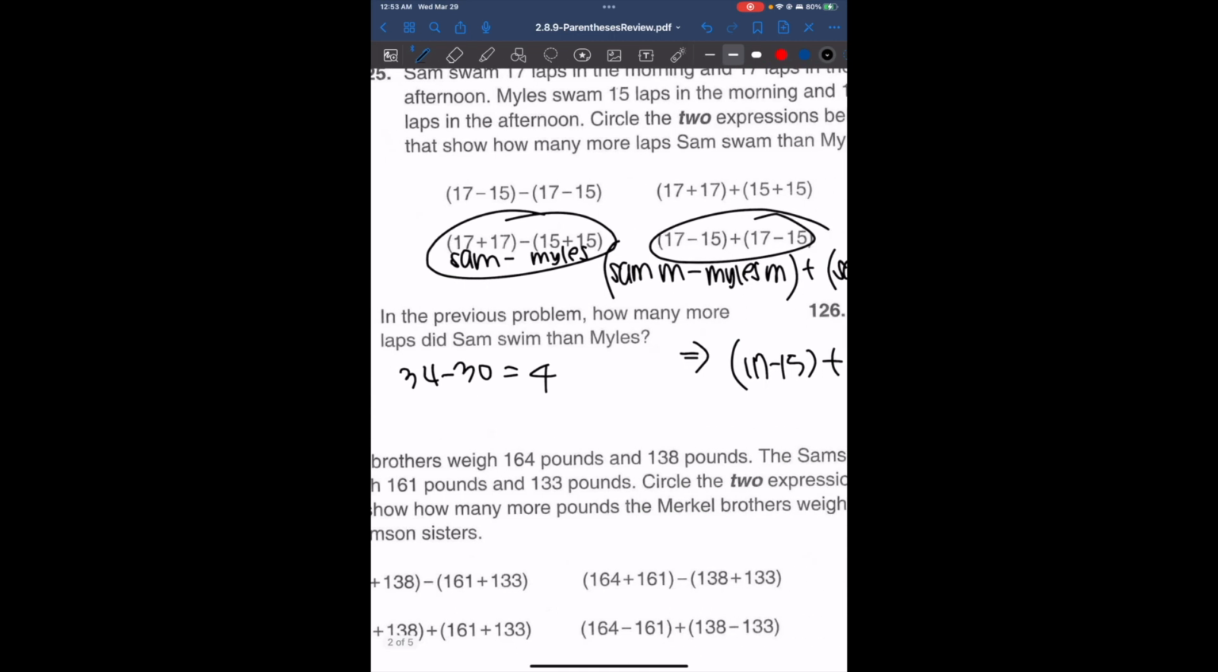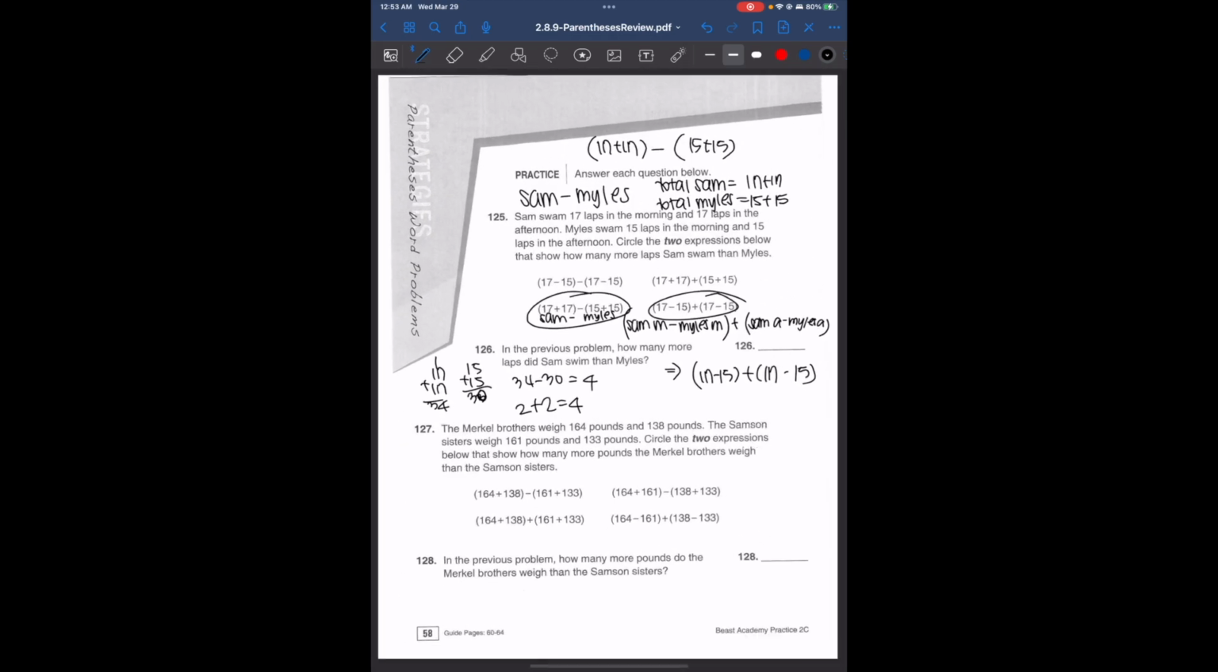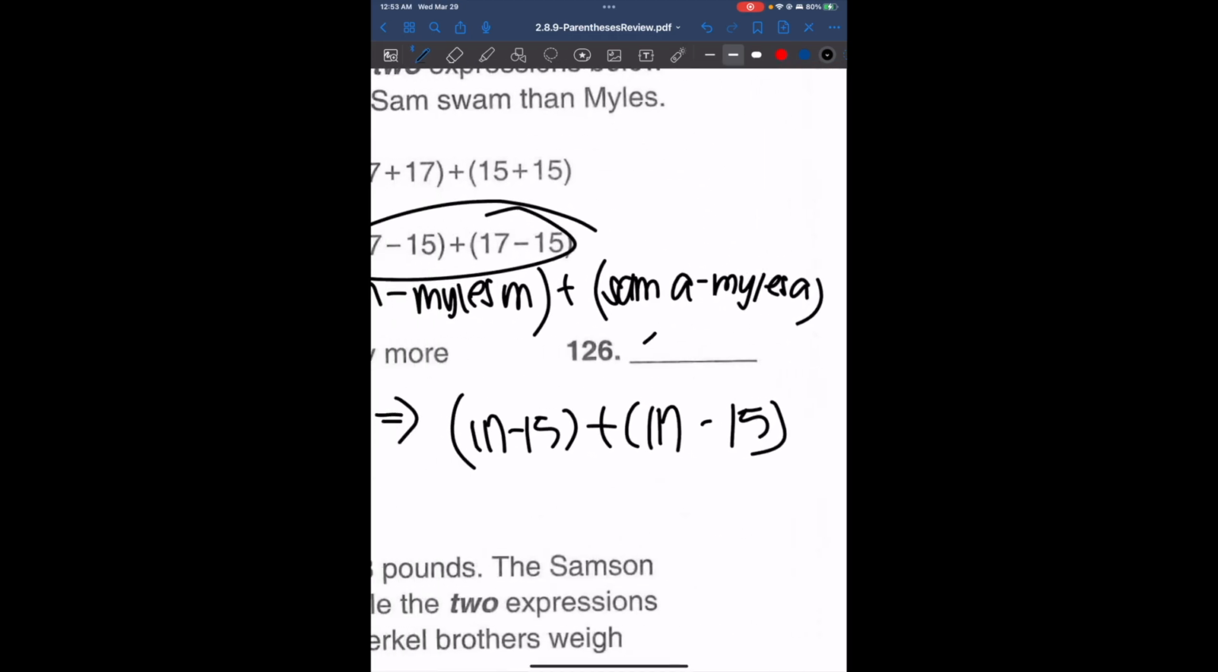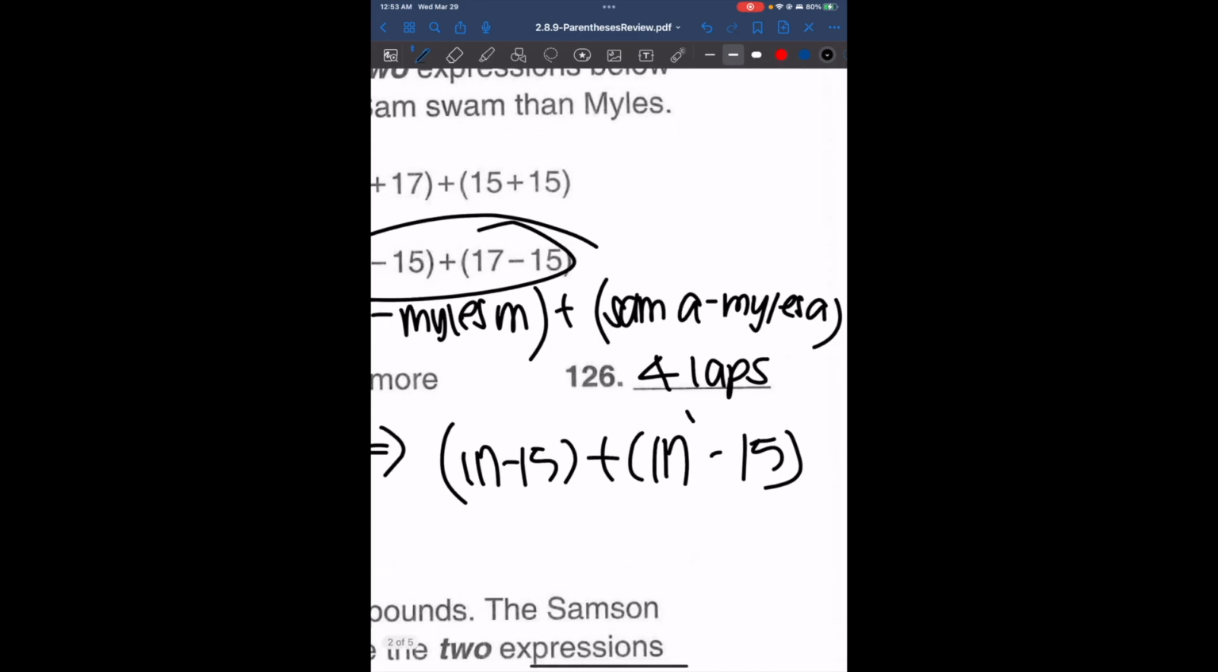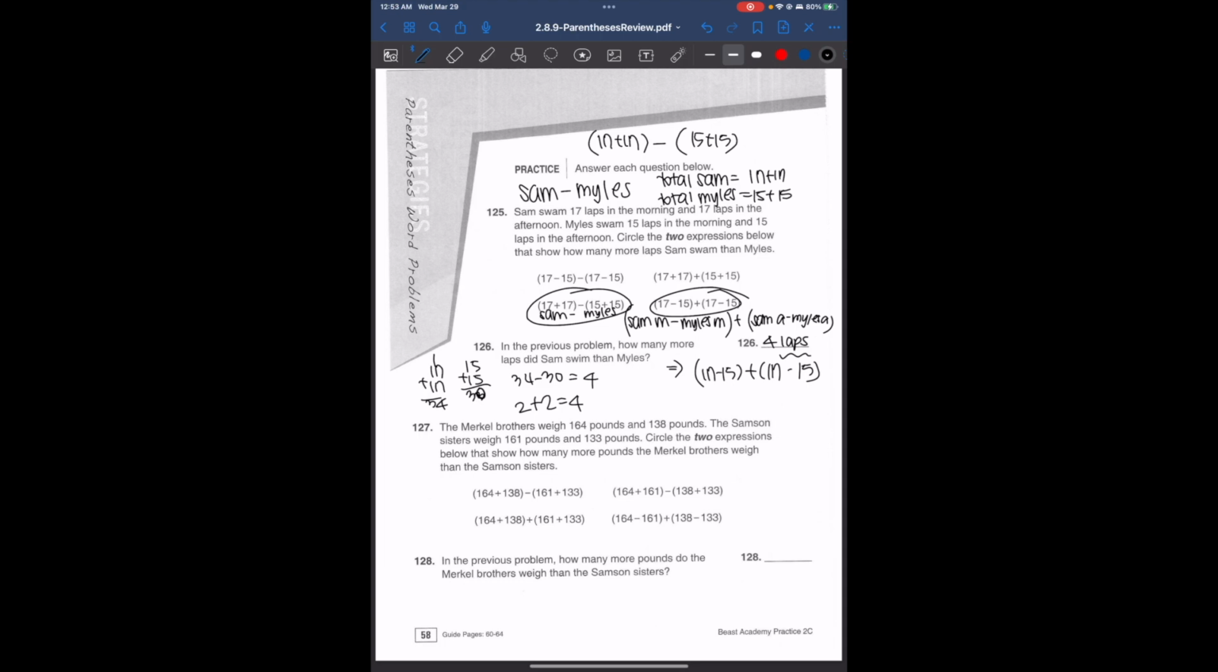Now let's look at the second option. We have 17 minus 15, which is 2. 17 minus 15 is 2, so it's 4. So they both give us the same answer of 4 laps. Always make sure you put your units when you're answering word problems.